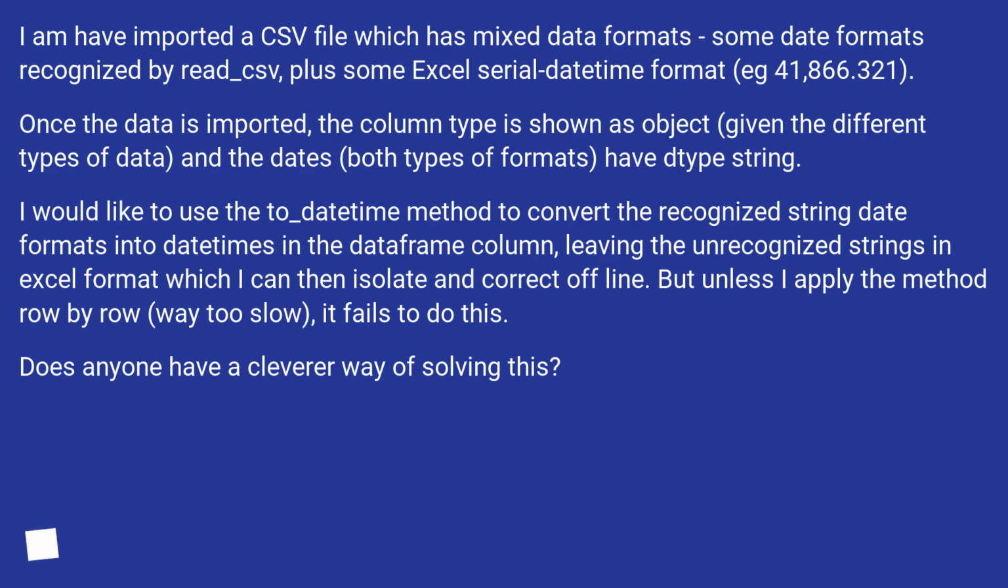I would like to use the to_datetime method to convert the recognized string date formats into datetimes in the dataframe column, leaving the unrecognized strings in Excel format, which I can then isolate and correct offline. But unless I apply the method row by row, way too slow, it fails to do this. Does anyone have a cleverer way of solving this?